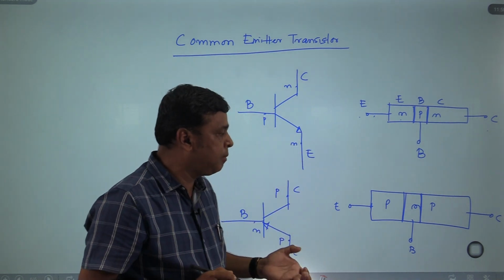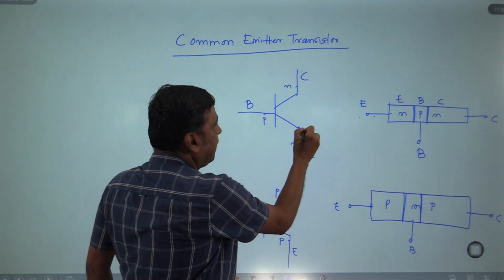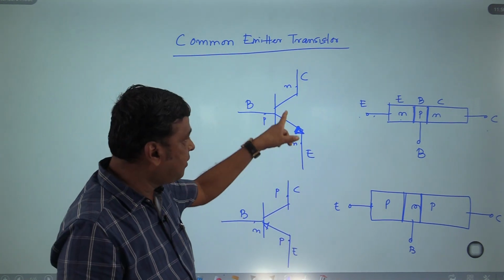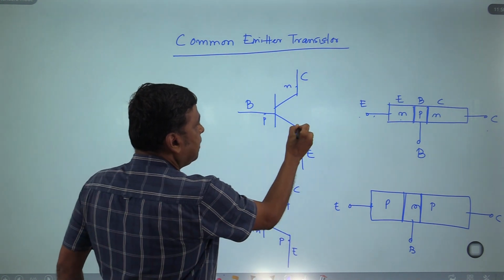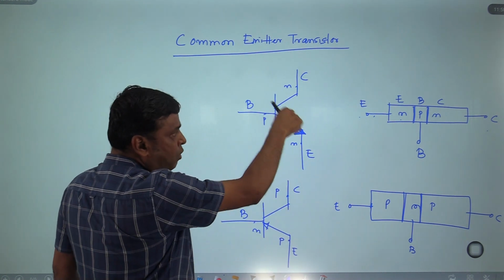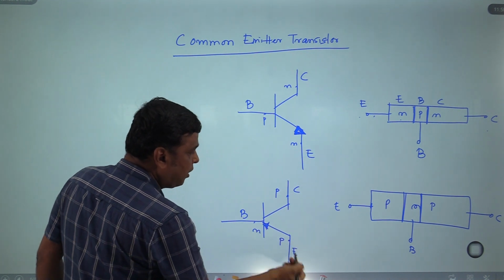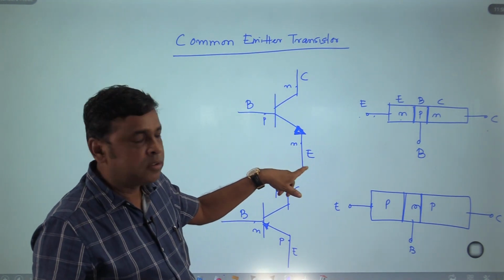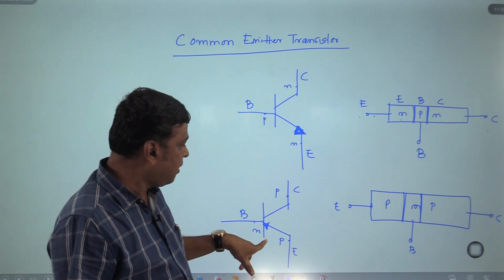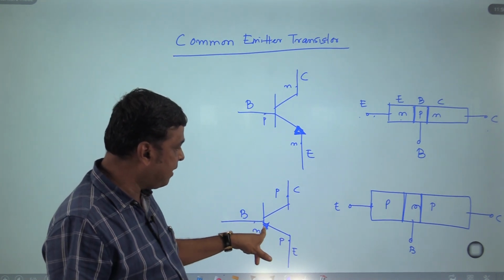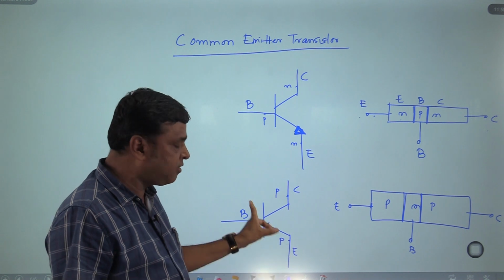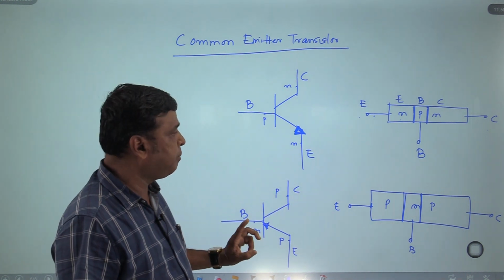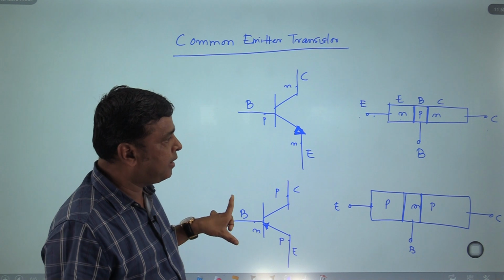The basic difference between NPN and PNP: this arrow mark indicates the direction of the emitter current. This arrow mark is outward and this arrow mark is inward. This arrow mark outward from the emitter indicates the current flows away from the emitter, so this is an NPN transistor. This arrow mark inward to the base means the emitter current flows towards the base, which indicates this is a PNP transistor. This is the symbolic difference between NPN and PNP transistors.